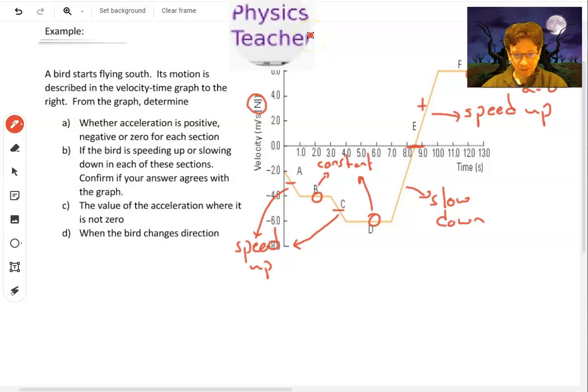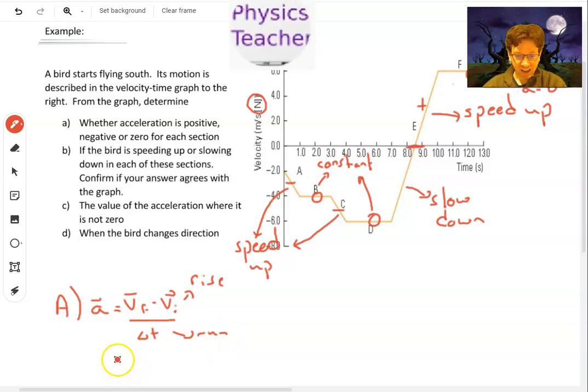Part C: the value of the acceleration where it is not 0. So that would be at A, C, and E. Let's start with A. What we're going to do is actually calculate the slope because it wants to know the value. So we're going to take final velocity minus initial velocity over that time interval. So acceleration equals final velocity minus initial velocity. That's our rise over our time interval. So that's rise over run, right? Our slope.